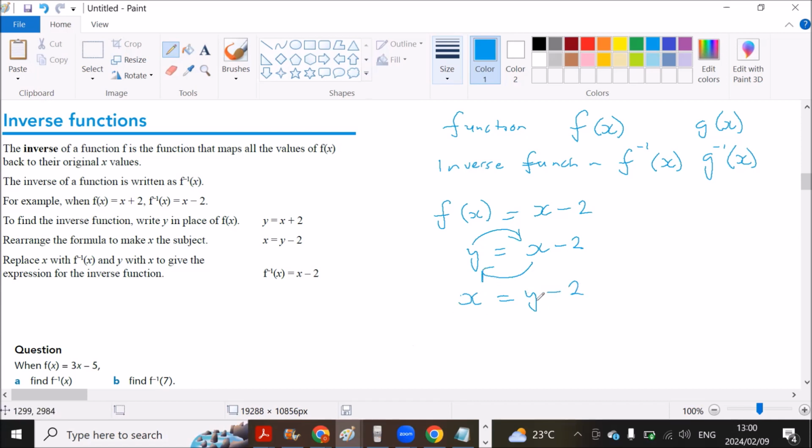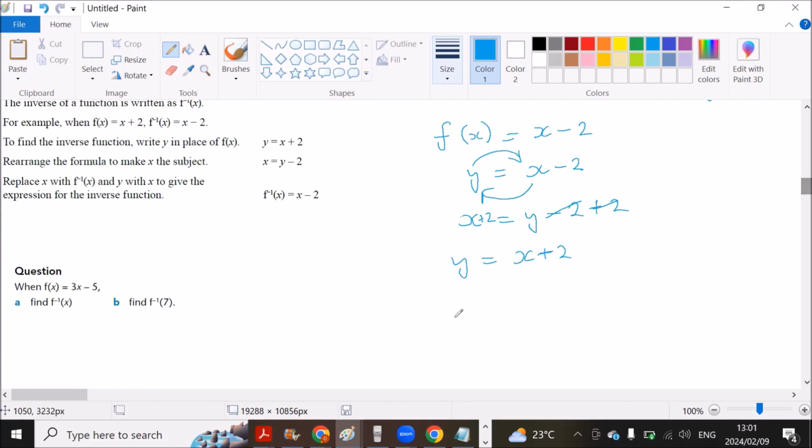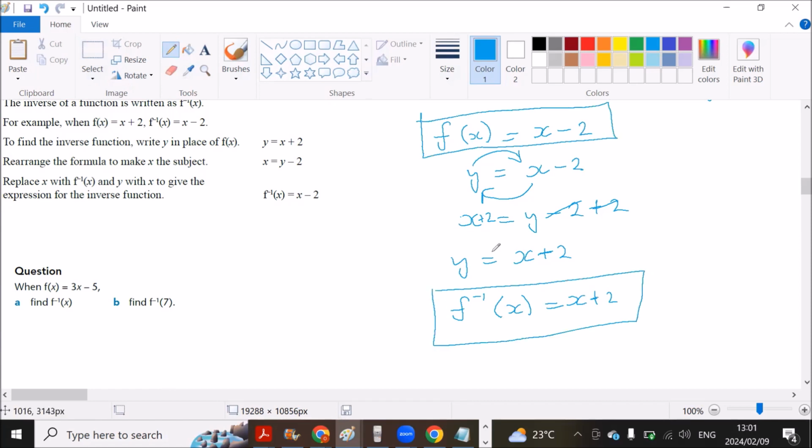Now what we need to do is to rearrange this and make y the subject of the formula. How do we do that? By adding 2 to both sides, so that this cancels out and we have y is equal to x plus 2. Now what we get now is the inverse. So we can say f to the minus 1 of x is equal to x plus 2. So the important step to change a function to its inverse is to just switch the x and y values. Y becomes x and x becomes y.